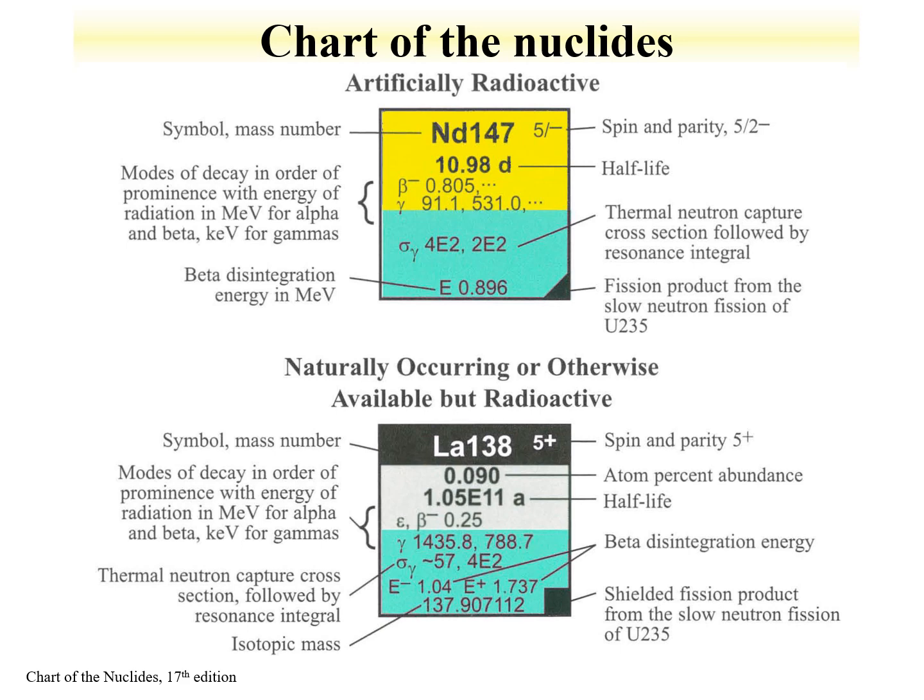Moving on to the radioactive isotopes. Their mass and symbol shown here. It's non-gray. The color has to do with the half-life of the isotope, which can be seen in the legend. Spin and parity, again, 5/2 minus. The half-life, 10.98 days. The modes of decay followed by their energy with MeV for alpha and beta, keV for gammas. So this decays with an energy of 0.805 MeV beta. So beta is listed here. The gamma is 91.1 keV.